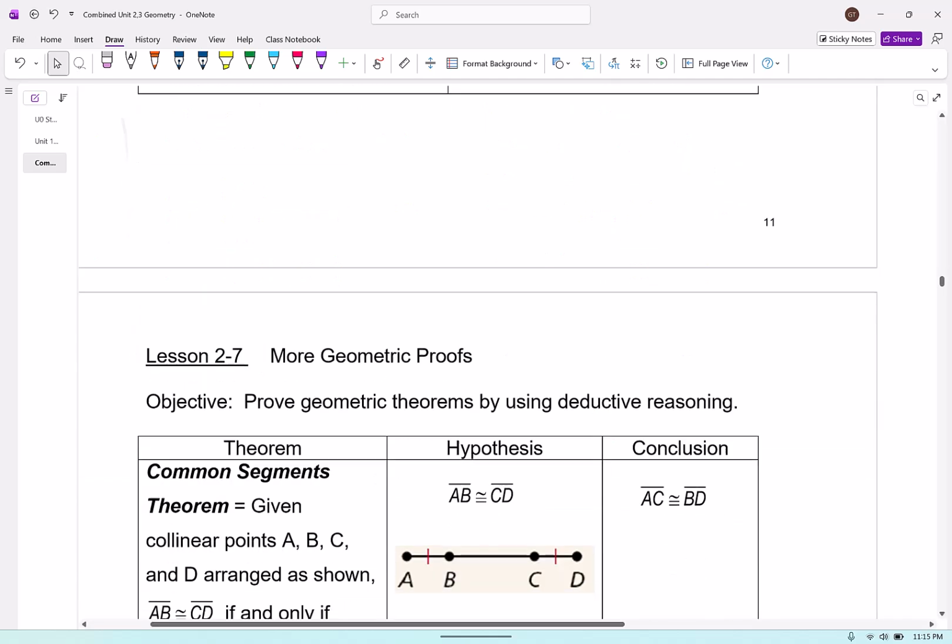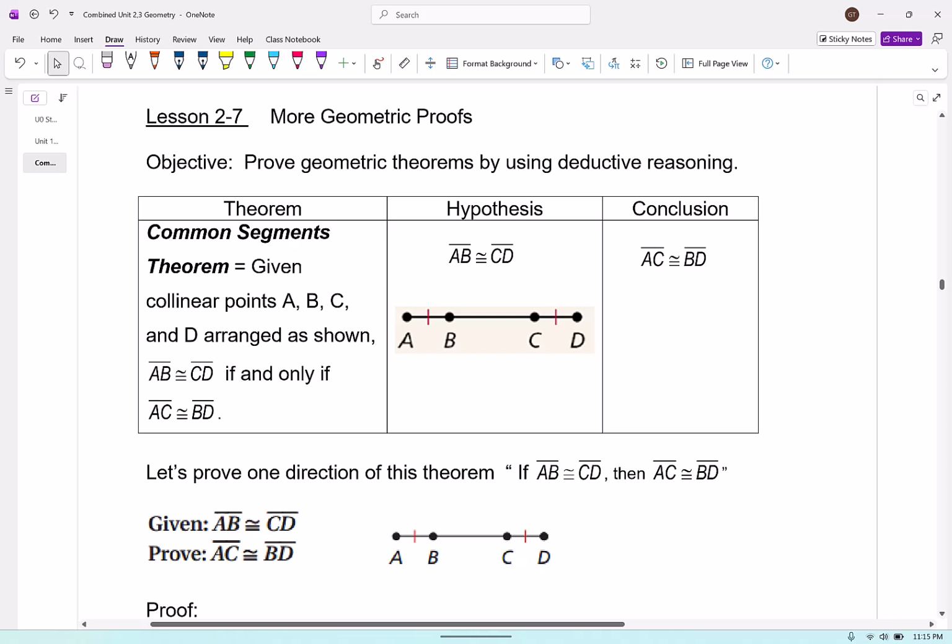All right, so let's take a look at this next bit. Okay, lesson 2.7. Just some more practice here. So we're looking at the common segments theorem. This is given that collinear points A, B, C, and D are arranged below, and segment AB is congruent to CD if and only if segment AC is congruent to segment BD. We can see here that AB and CD are congruent. We got the tick marks to show that, and so that's telling me that they're equal length. So our conclusion is that AC is congruent to BD.